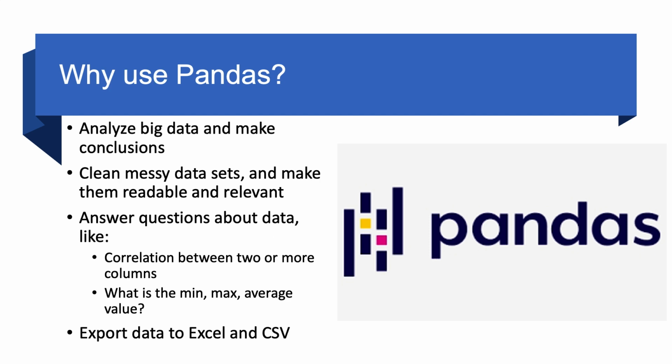Alright, so we use Pandas because it allows us to analyze big data and make conclusions. Pandas can simply clean messy datasets and make them readable and relevant, which is a key benefit. We go from raw data to information that we can use in our decision-making process. For example, Pandas can help us to find correlations between two or more columns of data, and we can also quickly find average values or the min and max in any column. We can also export datasets to Excel and CSV files, all through the Pandas library.